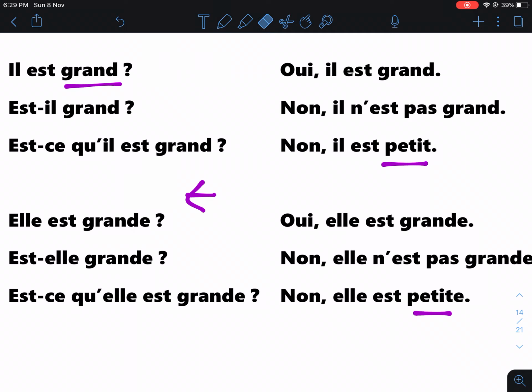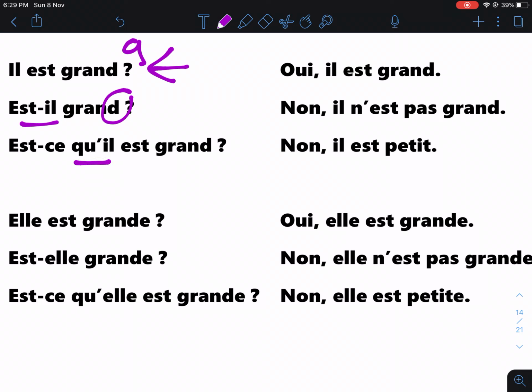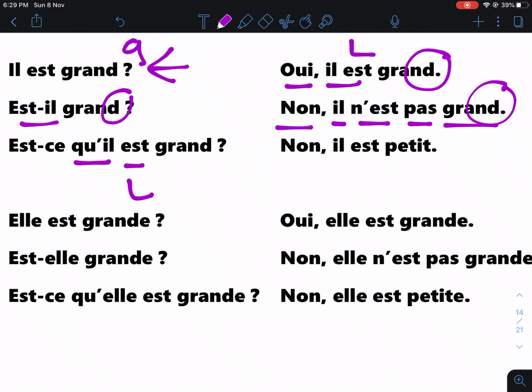Now let's look at the question and answer. This is asking, is he big? Il est grand. Est-il grand? Est-ce qu'il est grand? Oui, il est grand. Non, il n'est pas grand. Non, il est petit.